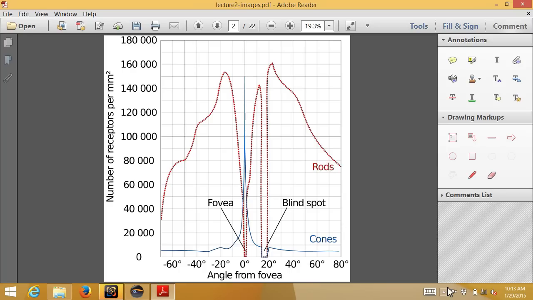So you can see, first of all, there's this blind spot where there's no rods and cones at all, right? And then right at the fovea, there's a super concentration of cones, the color-sensitive cells, which drops off drastically as you move away from the fovea on the back of the retina. And by the same token, there aren't that many rods inside the fovea, but there are lots of rods outside, okay?